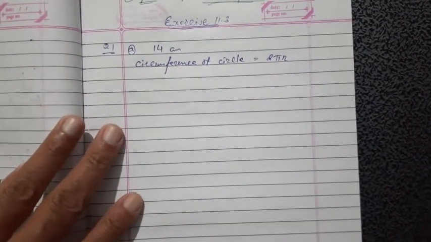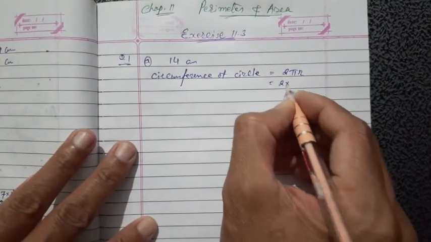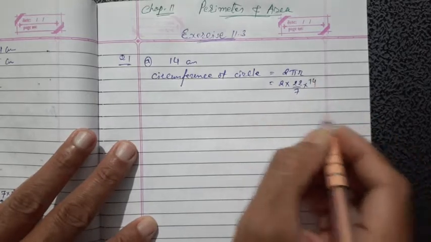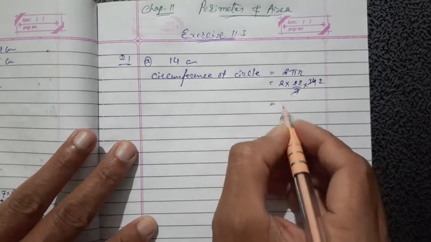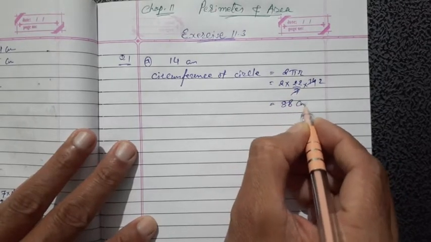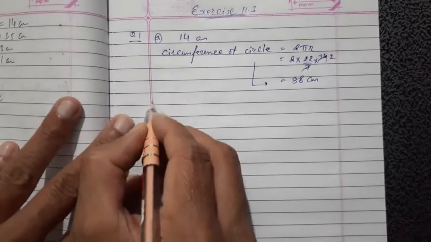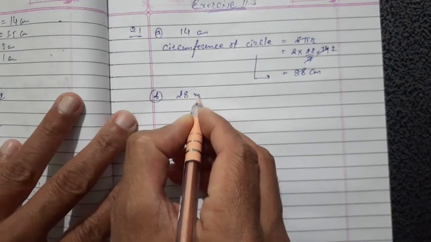Formula to find the circumference is 2 pi r, equal to 2 into pi, equal to 22 divided by 7, into r, which is given as 14. 7 2s are 14, so 22 into 2 is 44, 2 into 44 is 88 centimeter. That's your answer. Now B, in that 28 millimeter is given.